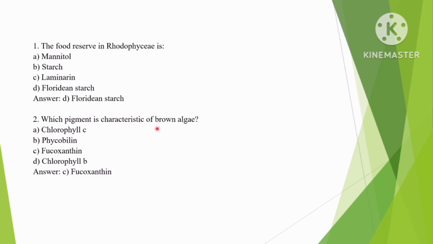Which pigment is characteristic of brown algae? Brown algae, also known as Phaeophyceae, contain fucoxanthin. So here the right answer is option C, fucoxanthin. It is the brown xanthophyll pigment. It masks the green of chlorophyll and enhances photosynthesis by absorbing blue-green to yellow-green wavelengths.